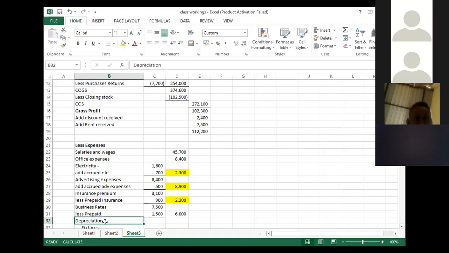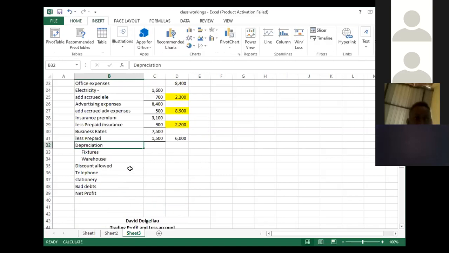Good, so we continue. Then from there we have depreciation. And in depreciation we have what assets? We said that majorly it is the fixed assets that are affected. If you look at your trial balance, you realize that we have two types of fixed asset. One, we have fixtures and fittings, and then we have warehouse, shop, and office, right? Are they affected by the additional information?